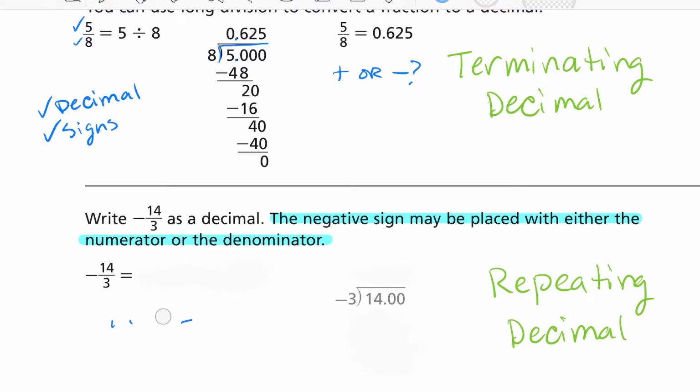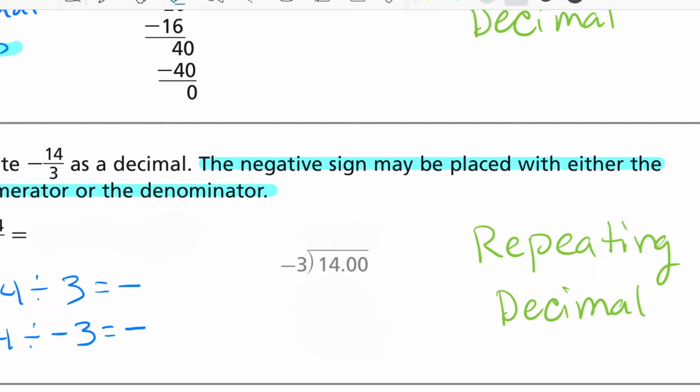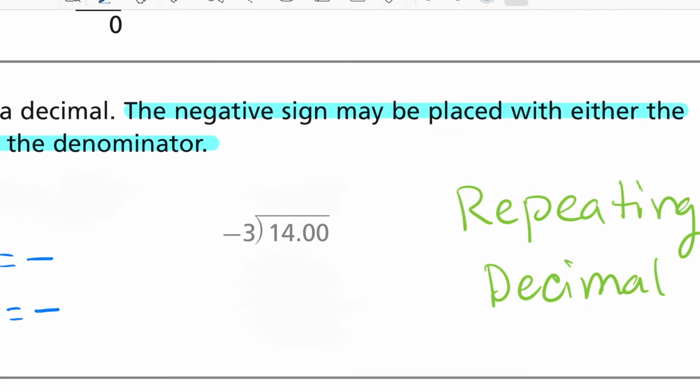So we're going to do negative 14 divided by 3, or you could have done 14 divided by a negative 3. Either way, your answer is negative. So just like we set up here, we want to make sure we check our sign. And then we're going to go through and do some division.